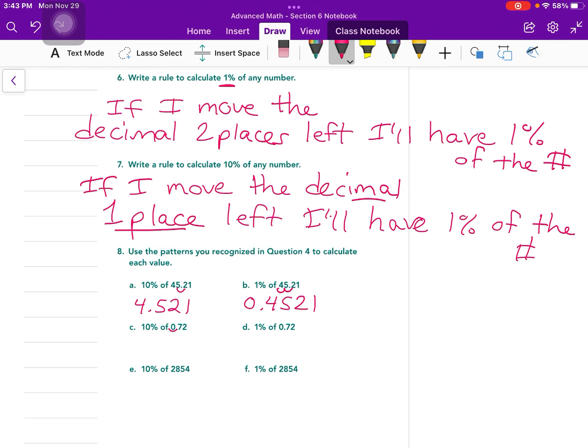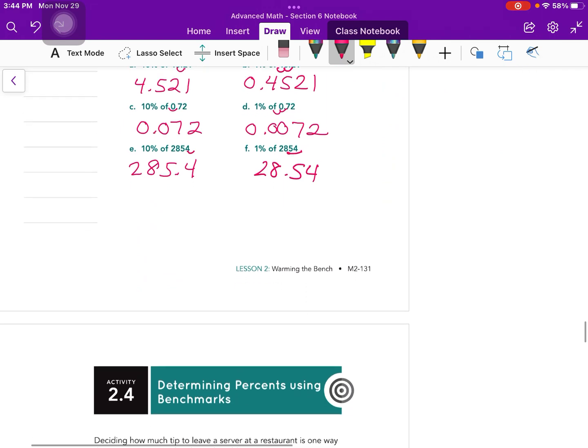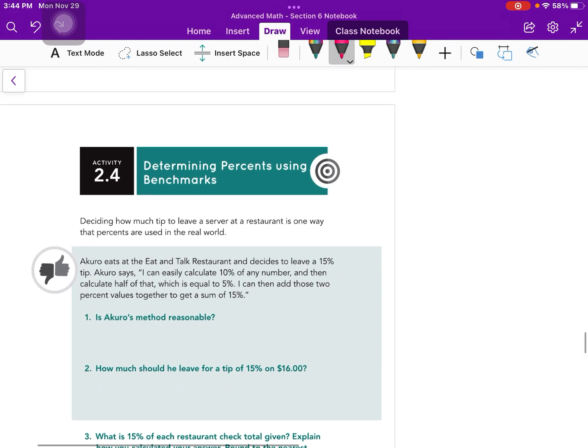1 place left for 10%, 0.72. 2 places left for 1%, 0.0072. 1 place becomes 285.4. And 2 places becomes 28.54. That works pretty well. Okay, last section.